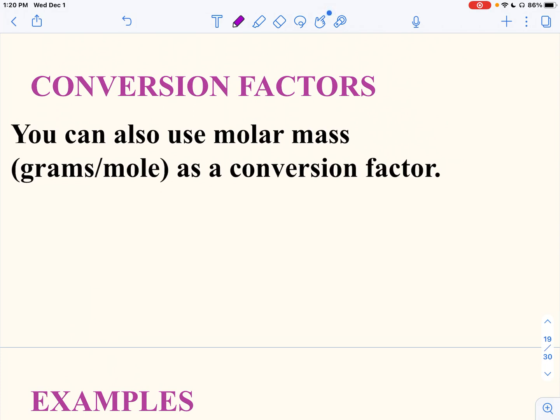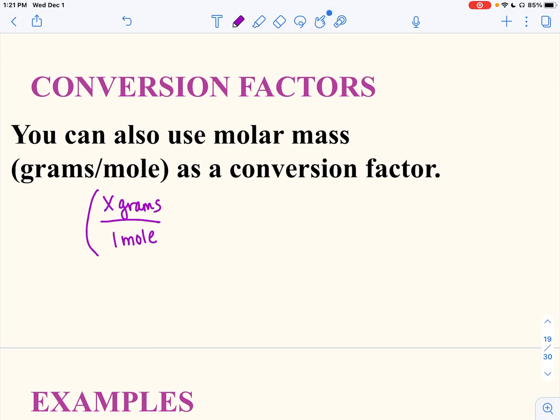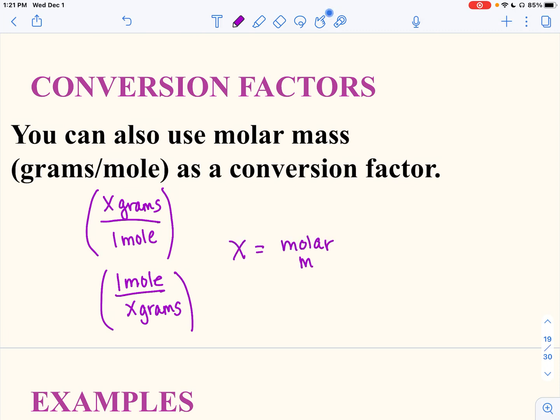All right. So we can also use molar mass, grams per mole, which is what we did last class, as a conversion factor. So those conversion factors are going to be x grams over 1 mole and the reciprocal of that. X, in this case, is the molar mass. That's why we spent all last class going over that. So now you know how to do it. You can do it real quick and just plug it into your expression. Okay, so X is going to be the molar mass, and it's going to be determined by whatever substance is in the problem.